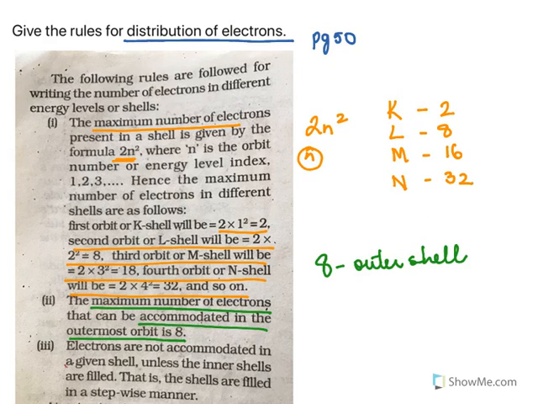And the next point, electrons are not accommodated in a given shell unless the inner shells are filled. That is, the shells are filled in a stepwise manner. So first the K will be filled. Only after the K has got 2, then we'll go to the L, which will take 8. After the L is filled, then we'll go to M, which will take only 8, not 16. Then we go to N, which will take 8. So first the inner shells are filled before the outer shells get filled.